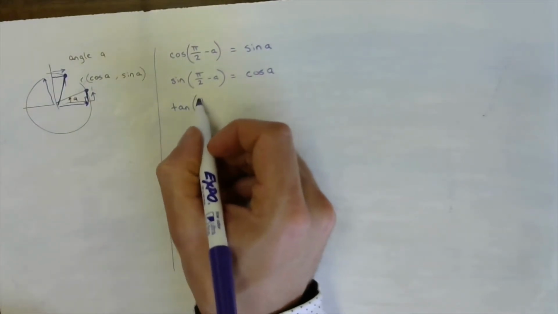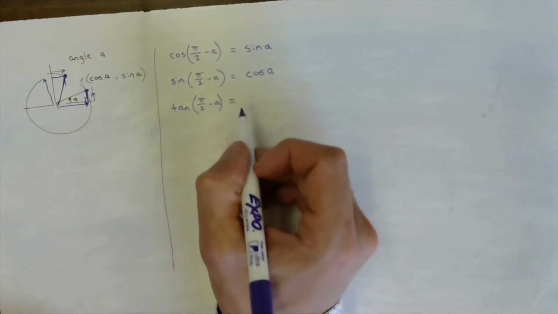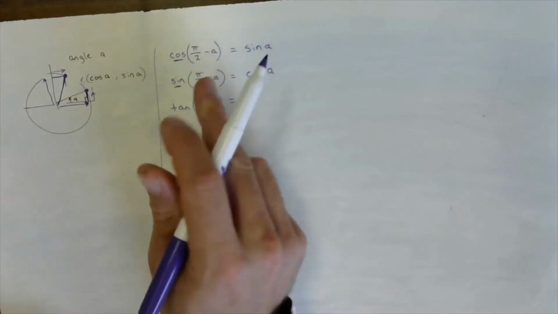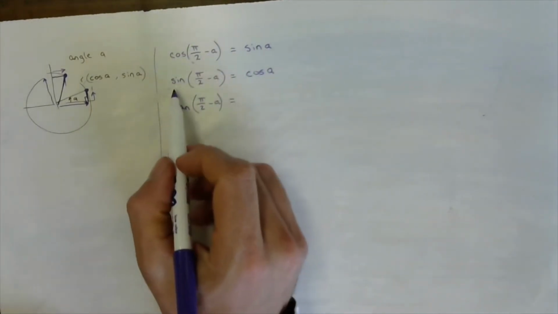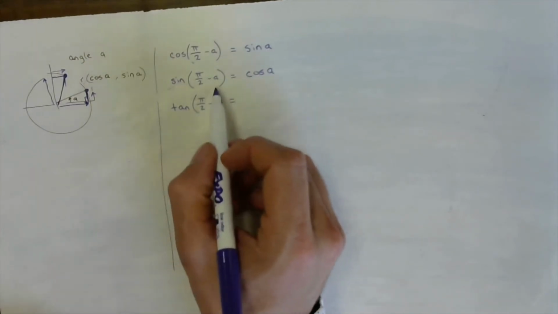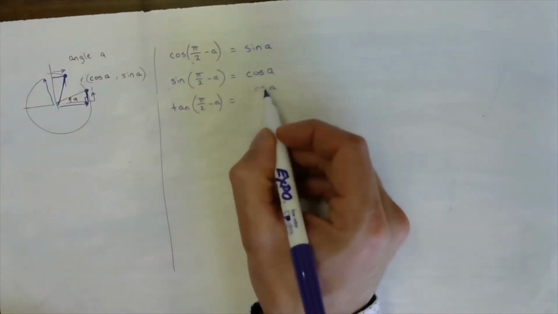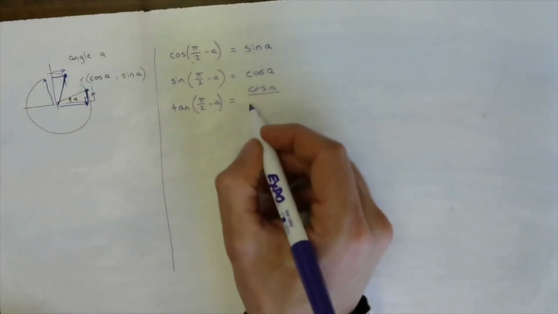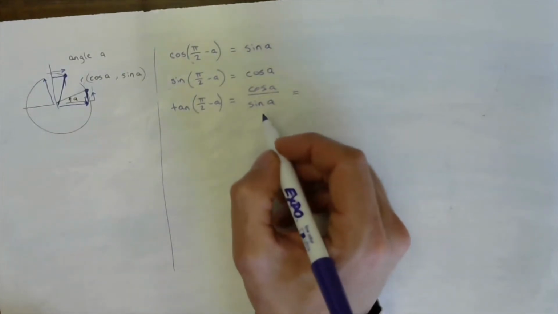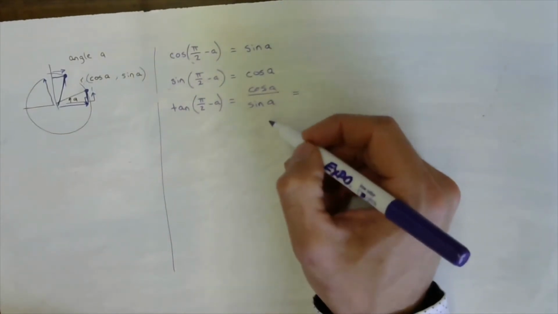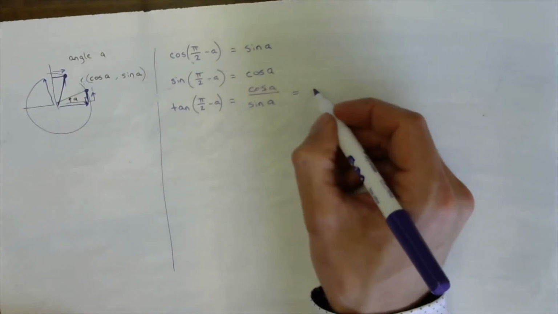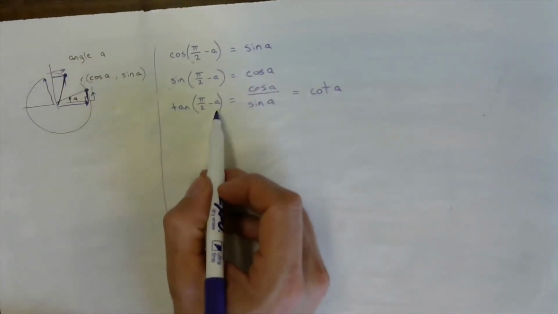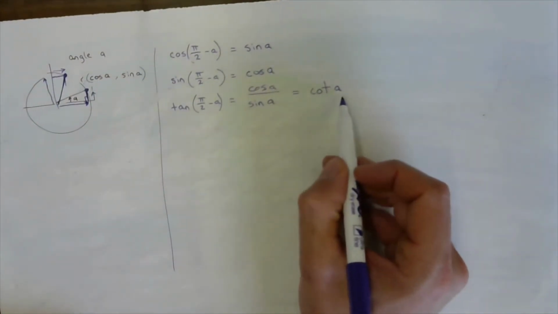And the tan of pi over 2 minus a is equal to the sine over the cosine. So I'm going to right away skip to what we've reduced it. So the sine of pi over 2 minus a is the cos of a. The cosine of pi over 2 minus a is equal to the sine of a. And so this is simply the reciprocal of the tangent of a, which is the cotangent of a. Okay, so the tan of pi over 2 minus a correlates to the cotangent of a.